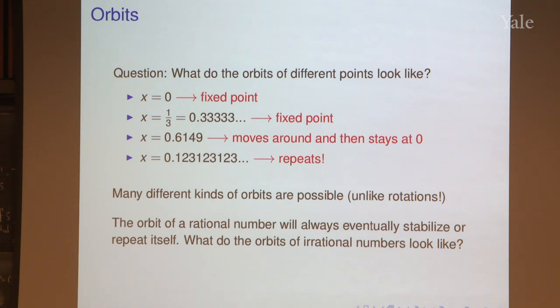As you were mentioning, the orbit of a rational number will always eventually stabilize or repeat itself because its decimal representation repeats itself. And since times 10 is just moving the decimal place over, if the decimal expansion repeats, then applying the times 10 map will eventually get back to where we started. But this still begs the question, what do the orbits of irrational numbers look like?